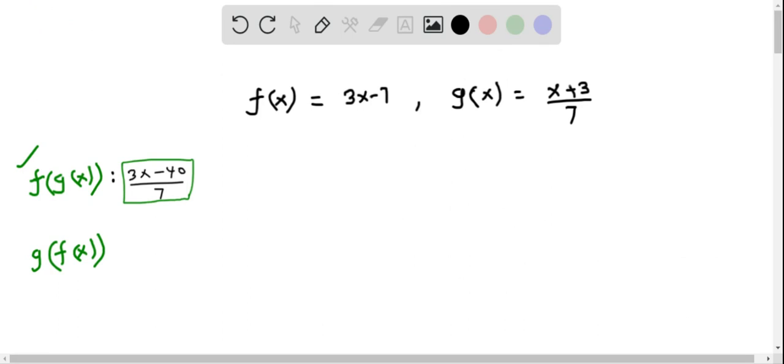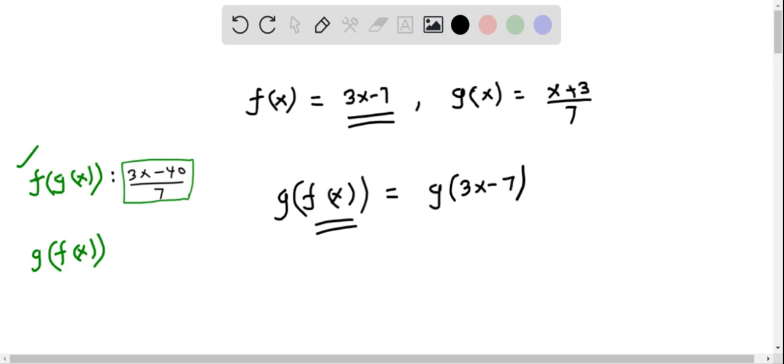We will now find g of f of x. So g of f of x equals g of, replace f of x by the expression 3x minus 7. So we have to determine g of 3x minus 7. And this means we have to replace x in g of x by this expression 3x minus 7. So therefore this becomes, I replace x by 3x minus 7.